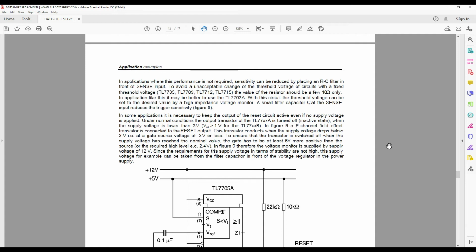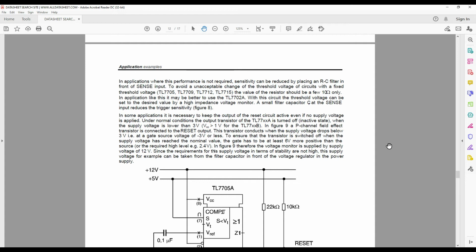In applications like this, it may be better to use a TL7702A. With this circuit, the threshold voltage can be set to the desired value by a high impedance voltage monitor. A small filter capacitor C at the sense input reduces the trigger sensitivity. Figure 8.